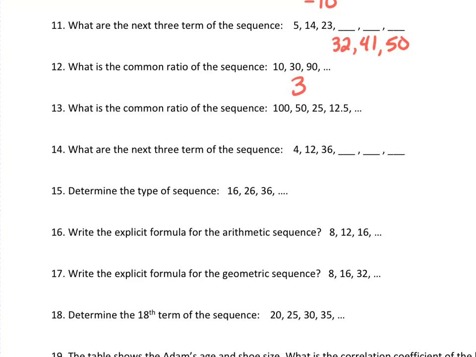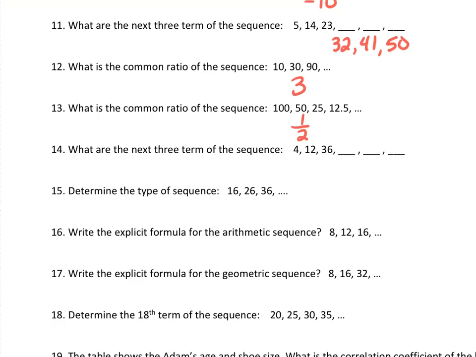Number 13, what is the common ratio of this one? Now, it looks like they're dividing by 2, but we're not allowed to say dividing. So we have to find a loophole around that and say they're multiplying by what number? And since it's taking half every time, they are multiplying by 1/2.